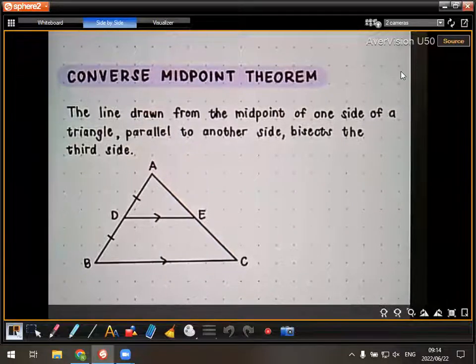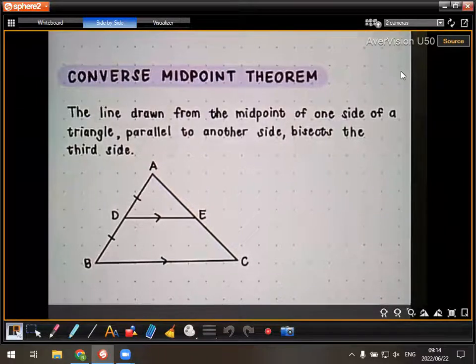I've got good news. They're not going to have to prove this one, right? Just do the one proof, which is the midpoint theorem. But you do need to be able to use this in calculating. We're actually going to do questions today where we're doing calculations.